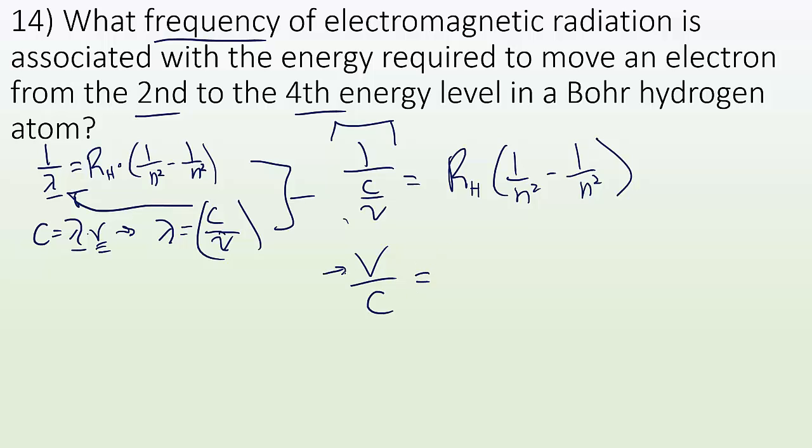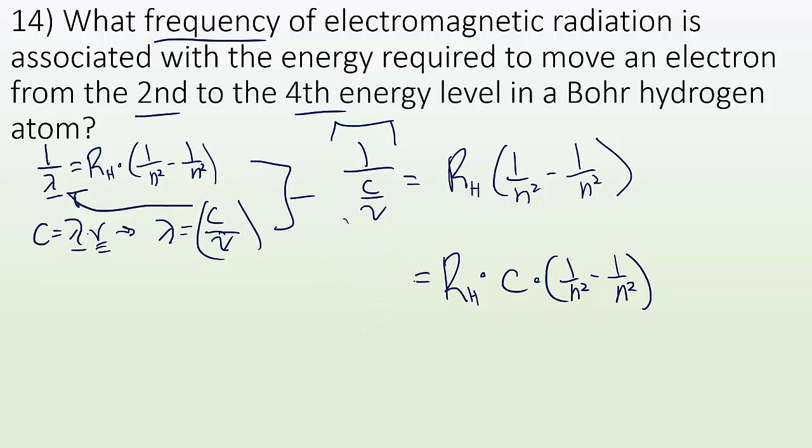To get frequency by itself, I need to get rid of the speed of light, so I multiply each side by the speed of light. I get RH times the speed of light times (1 over n squared minus 1 over the other n squared), and the c on the left drops out. So the new equation is frequency equals RH times c times (1 over n squared minus 1 over n squared). Now I can just plug and chug.